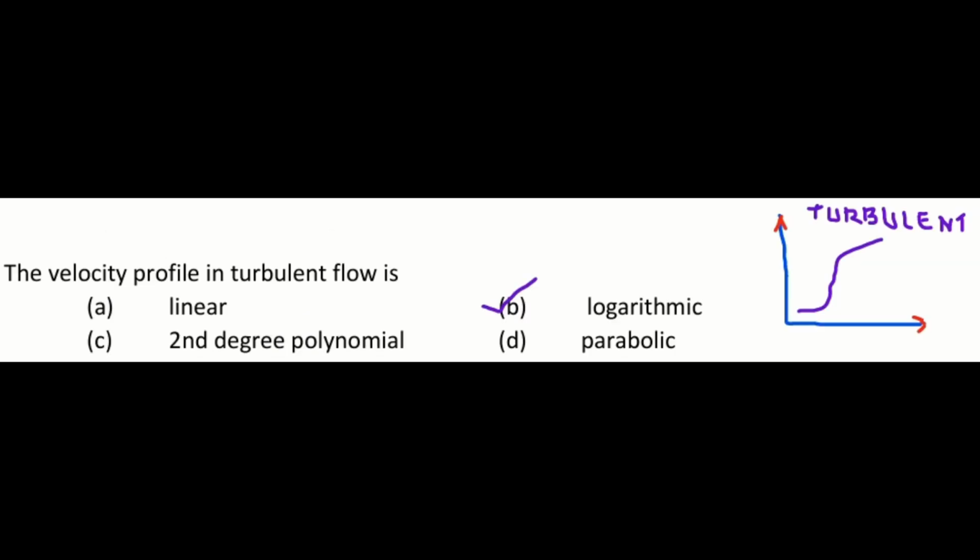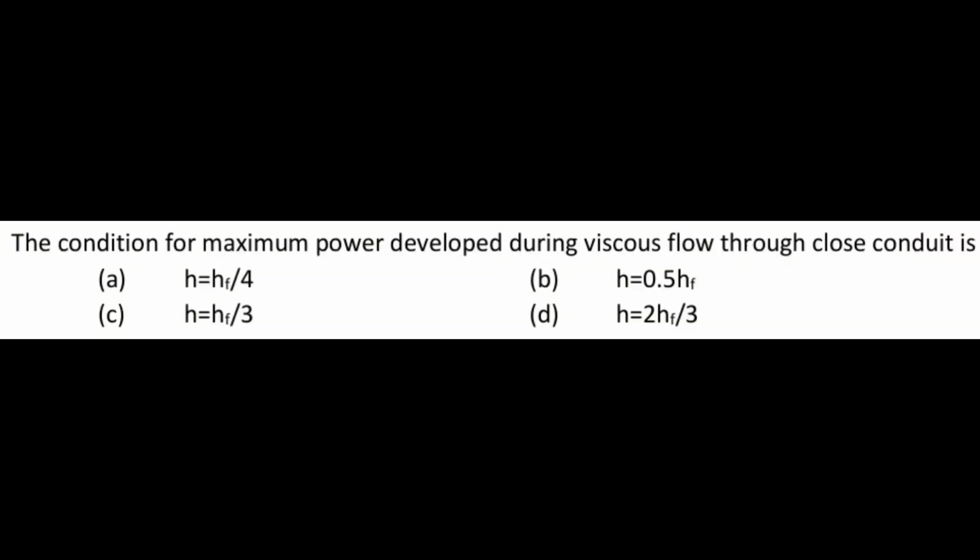So the answer is that the velocity profile of turbulent flow is logarithmic. Parabolic is for laminar, and linear and second degree are also not possible. The velocity profile in turbulent flow is logarithmic. It will look something like this, because this is the nature of the velocity profile of turbulent flow.